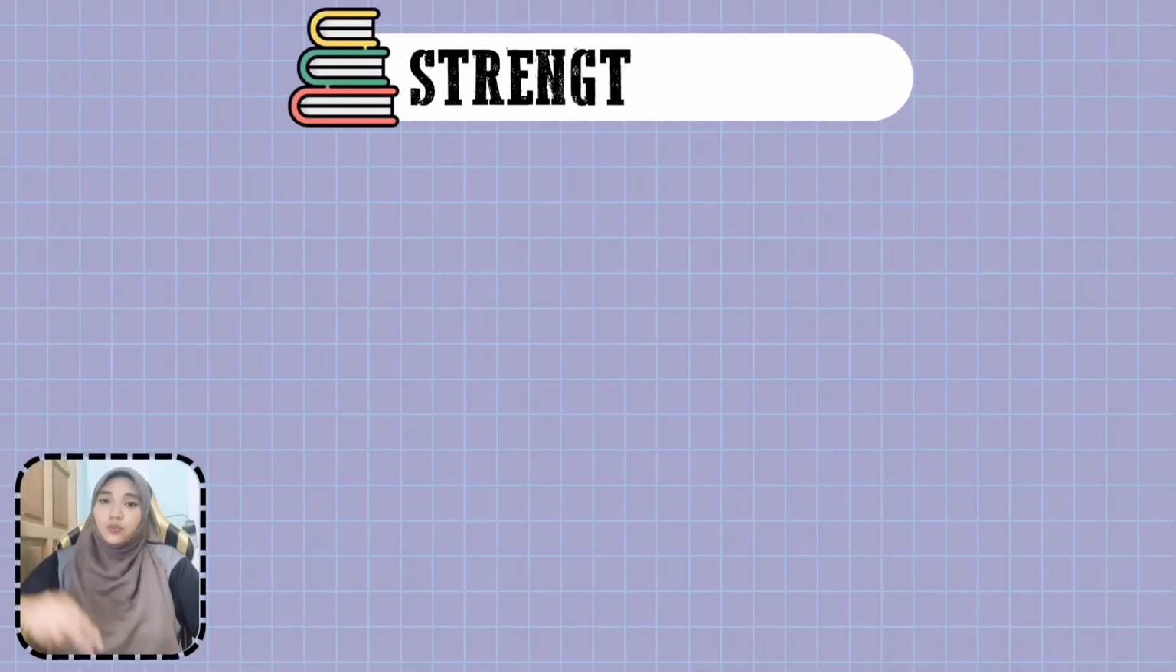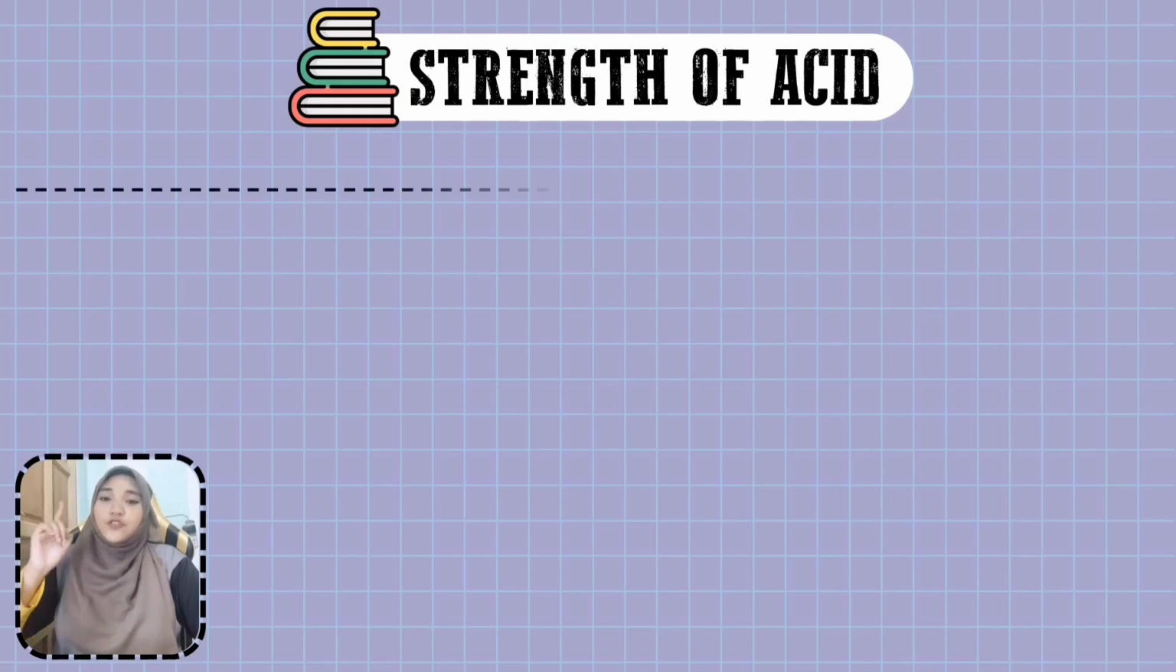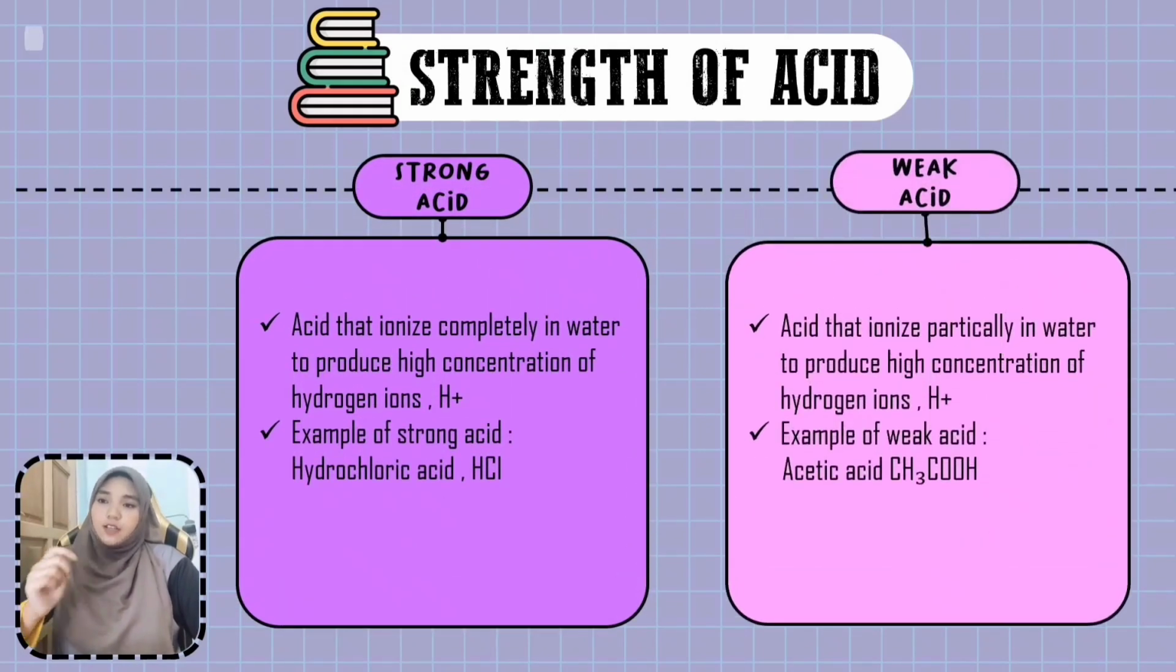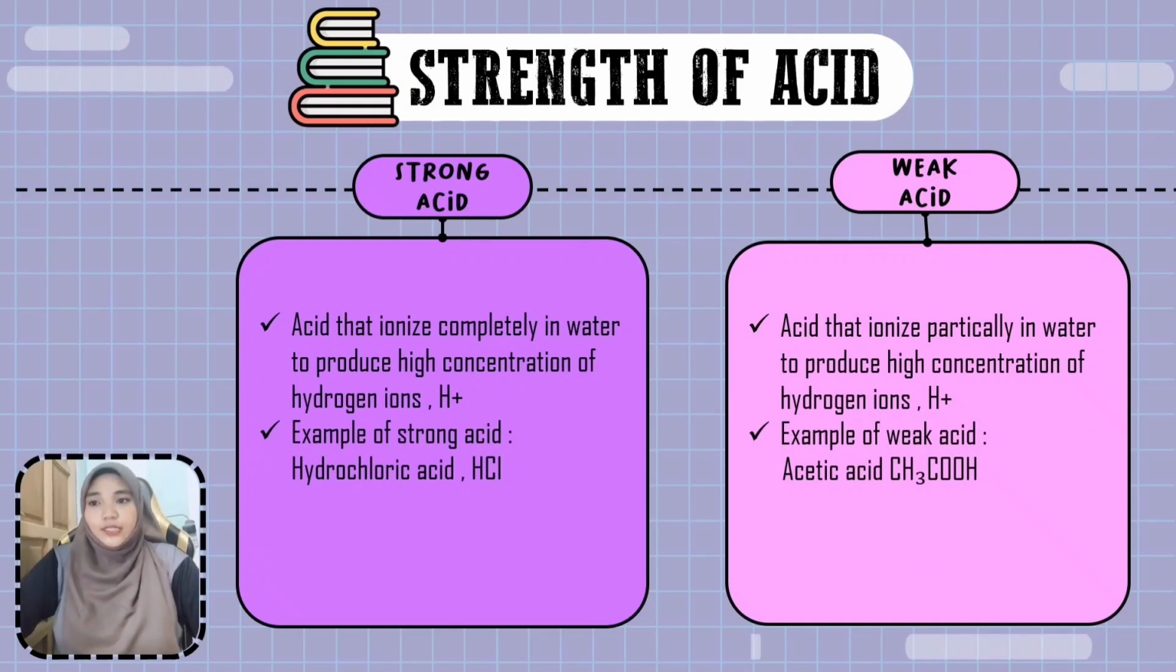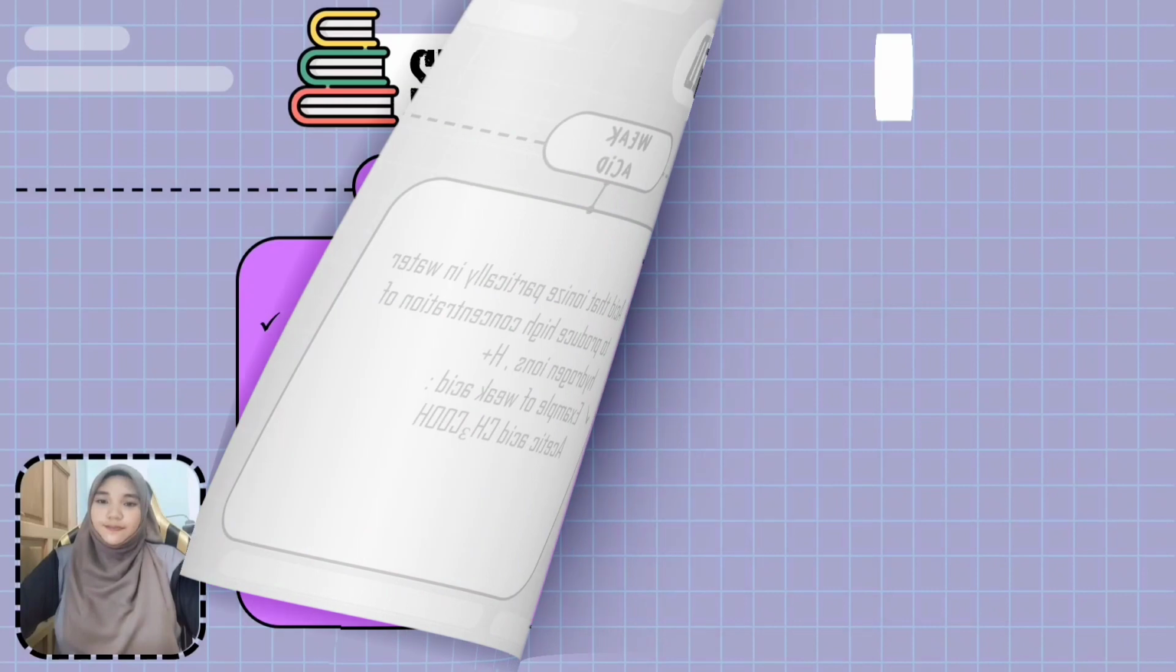Acid can be divided into two types, which are strong acid and weak acid. Strong acid is acid that ionizes completely in water to produce a high concentration of hydrogen ions. The example of strong acid is hydrochloric acid. The other one is weak acid. Weak acid is acid that ionizes partially in water to produce a low concentration of hydrogen ions. The example of weak acid is acetic acid.